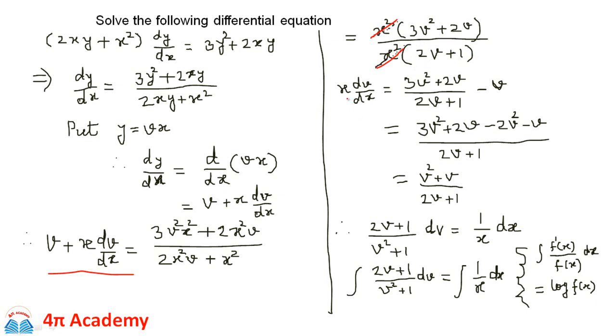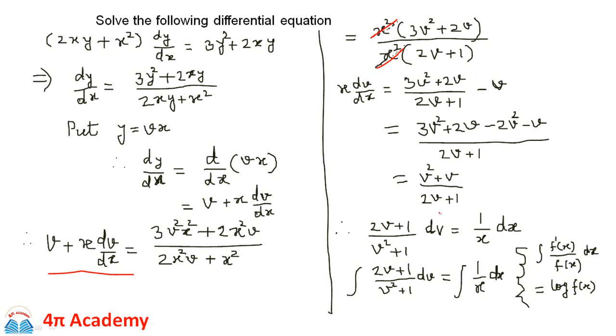Then finally we can write this equation as x into dv by dx is equal to 3v square plus 2v upon 2v plus 1, and we transfer this v to the right hand side, so this will be minus v. So that will be equal to 3v square plus 2v minus 2v square minus v, cross multiplying, divided by 2v plus 1. So that will be 3v square minus 2v, that is equal to v square plus 2v minus v, that is equal to v divided by 2v plus 1.